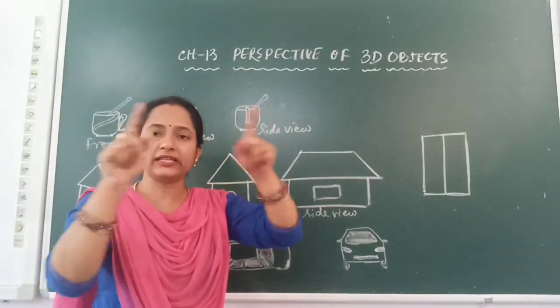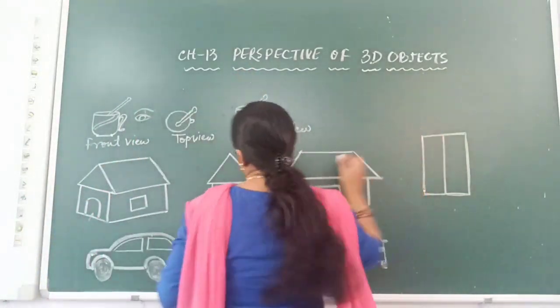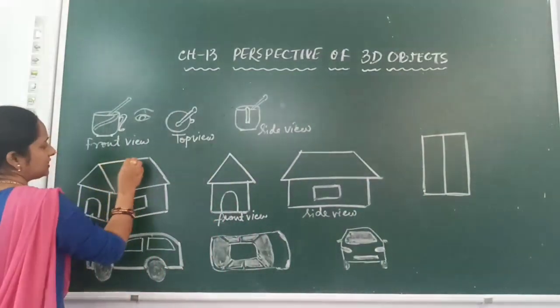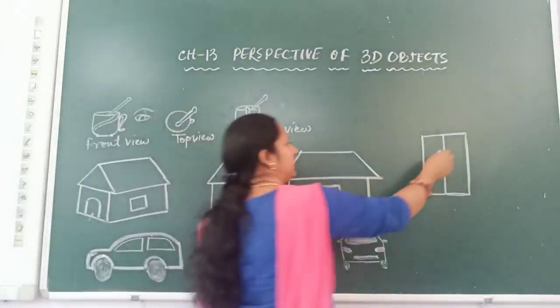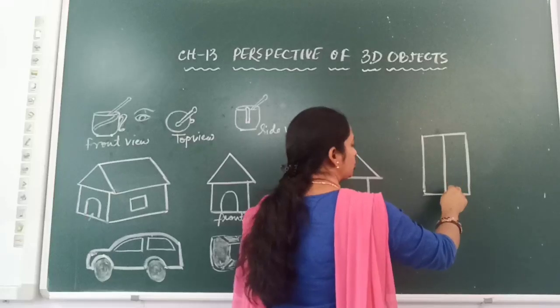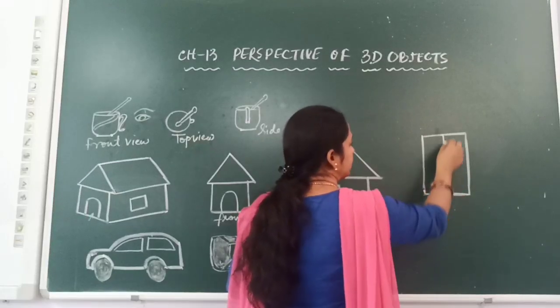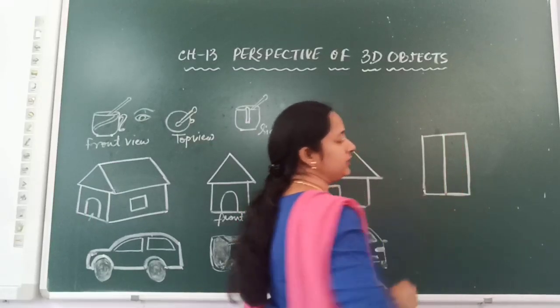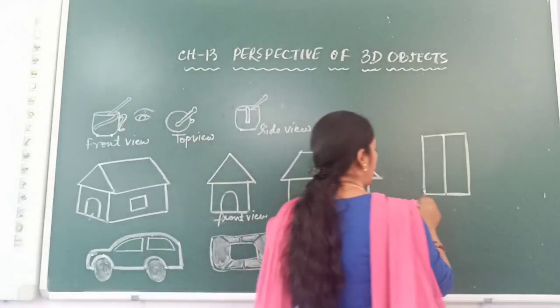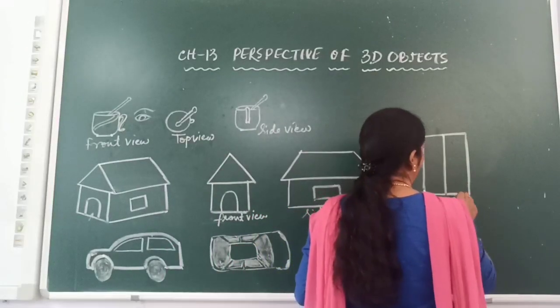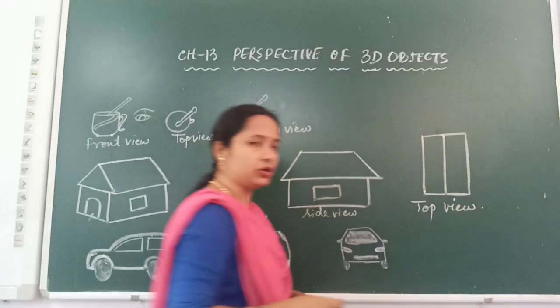It will look like a rectangle, and this edge can be slightly visible. So if you want to show that edge, we can draw it as a straight line here. So this will be the top view of the house. Top view of the house.